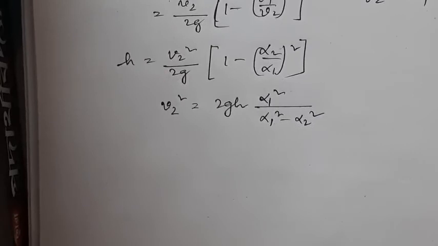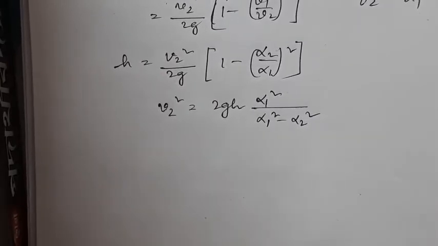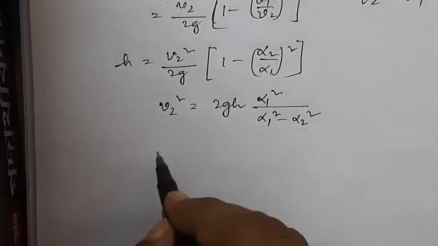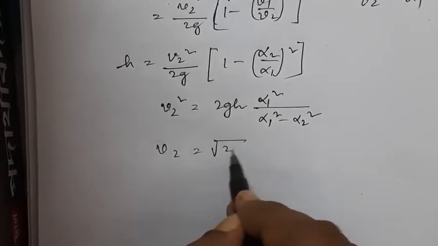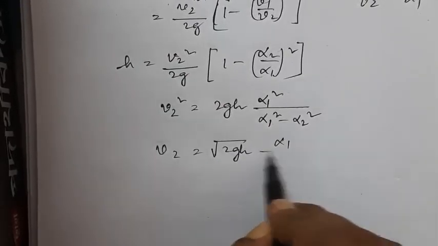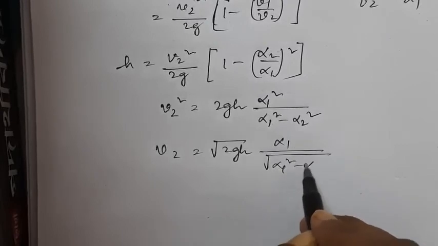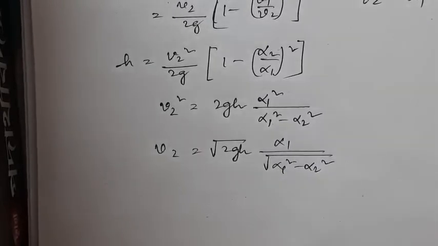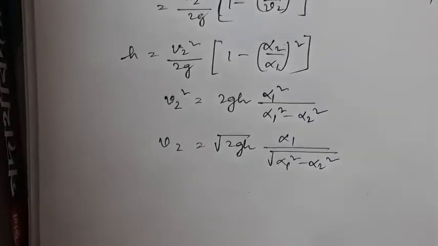So V2 square is equal to 2gh alpha 1 square by (alpha 1 square minus alpha 2 square), finding out the velocity at point number 2, from where we can get V2 is equal to square root of 2gh times alpha 1 by root over (alpha 1 square minus alpha 2 square). So this is one formula.